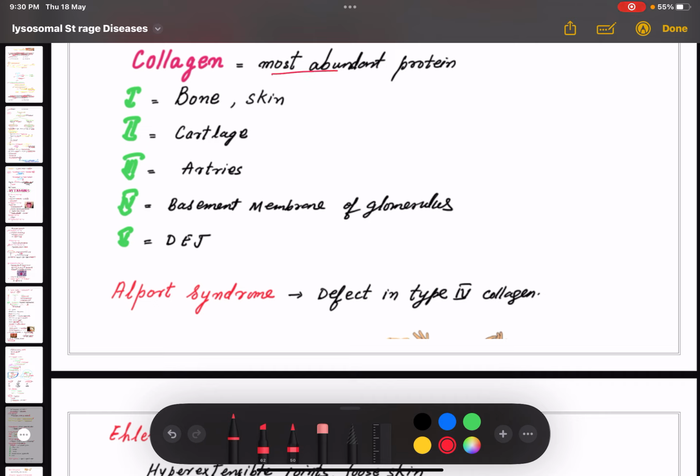Now let's see some important points about collagen. Collagen is the most abundant protein. There are different types of collagen: type 1, type 2, type 3, type 4, and type 5. Type 1 is present in bones. You can see 1 is written at the end of bone, and type 2 is present in cartilage.